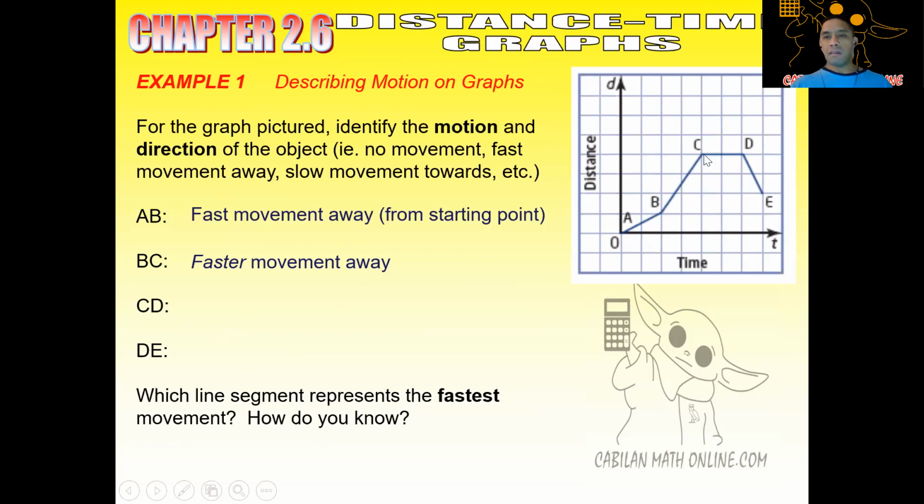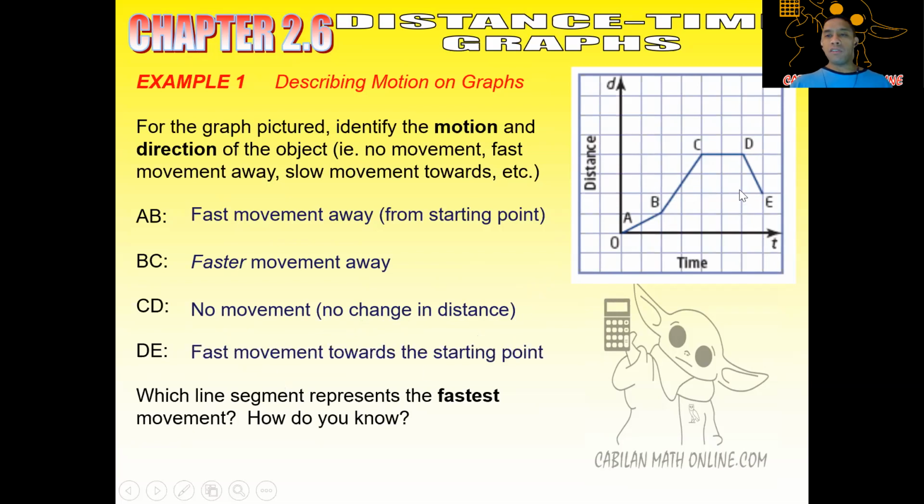Now C to D: anytime you see a horizontal line, this means the person or object has stopped moving. Notice I put there in brackets, no change in distance, which means they're just standing still. Last but not least, we have D to E, which means this object or person is now returning towards the starting point.